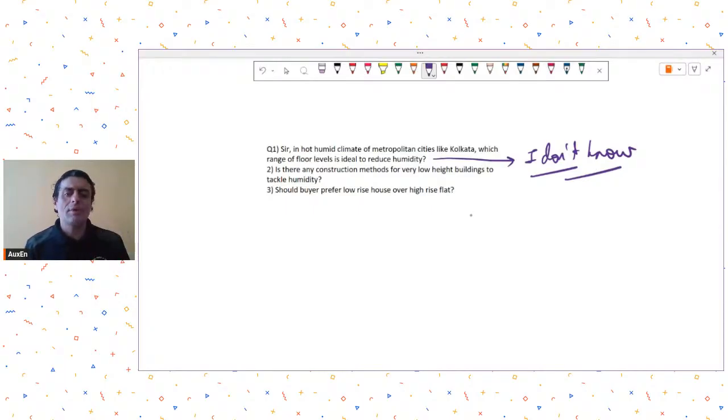Maybe somewhere near the middle, because if you're at the upper floors, you might get a lot of heat from the roof levels. If you are very near the ground floor, maybe the airflow is obstructed due to adjacent structures. So maybe somewhere near the middle, but I'm not sure. Is there any construction method for very low height buildings to tackle humidity?